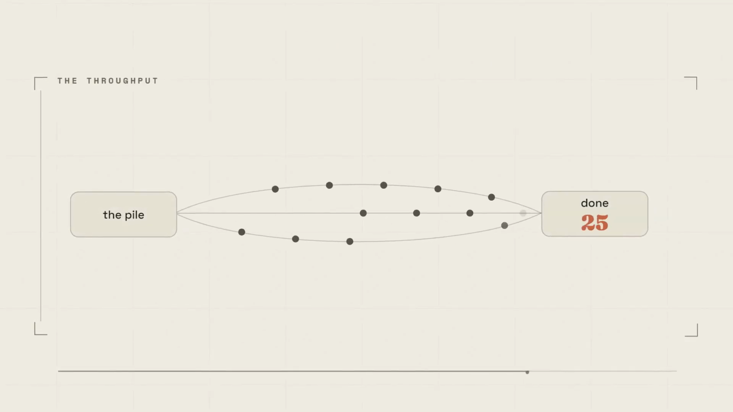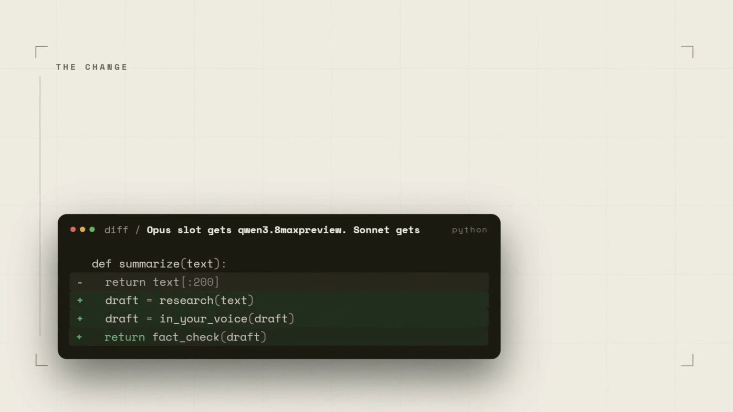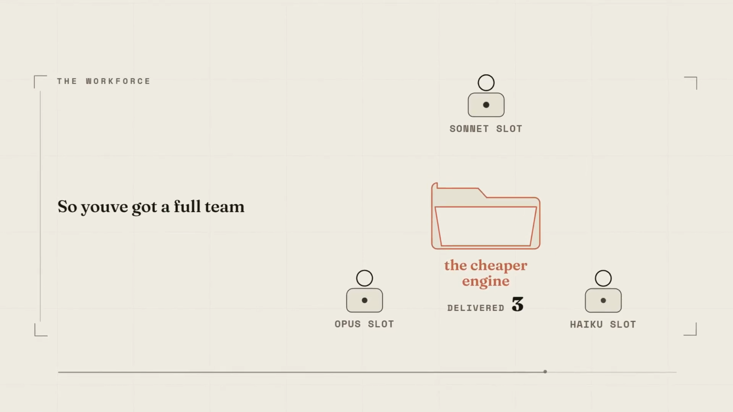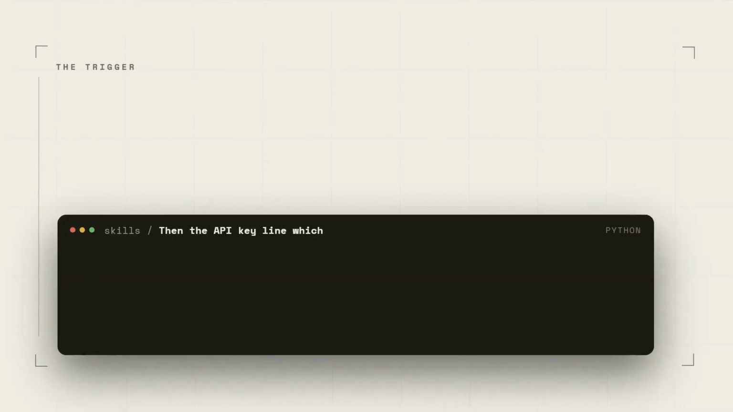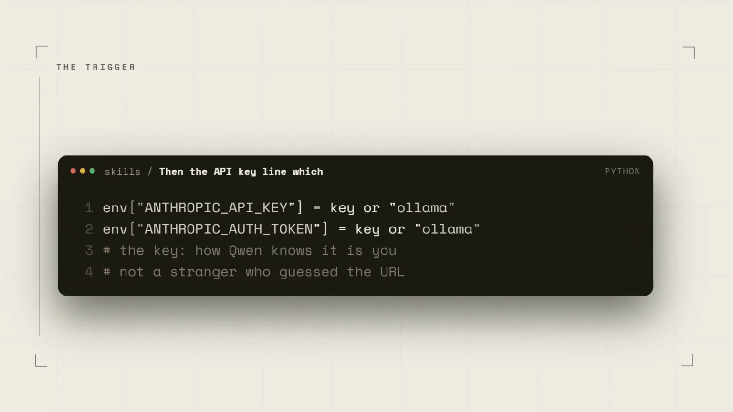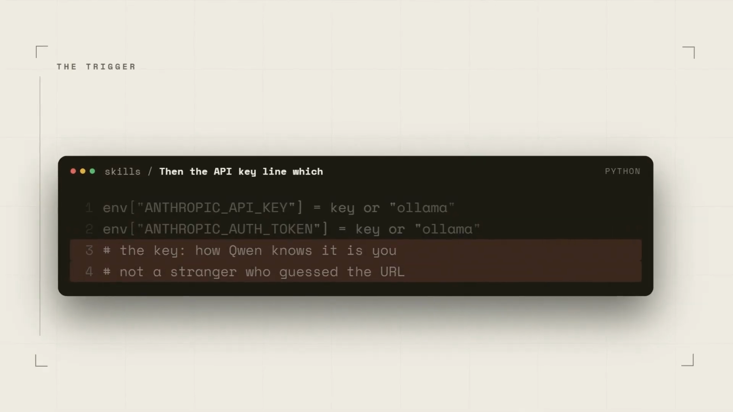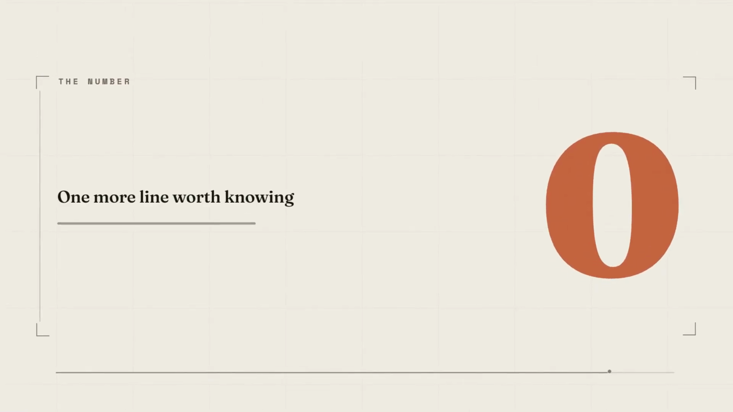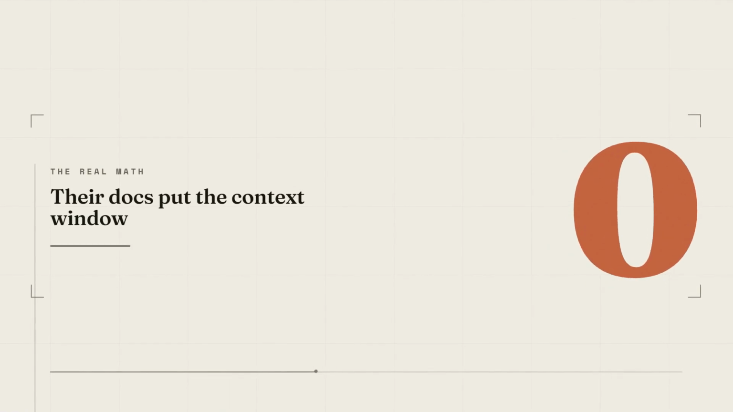Opus slot gets Qwen 3.8-max-preview. Sonnet gets Qwen 3.7-max and Haiku gets Qwen 3.6-flash. So you have got a full team on the cheaper engine, each one doing the same job it would do on Opus. Then the API key line, which is how Qwen knows it is you and not some stranger who guessed the URL.